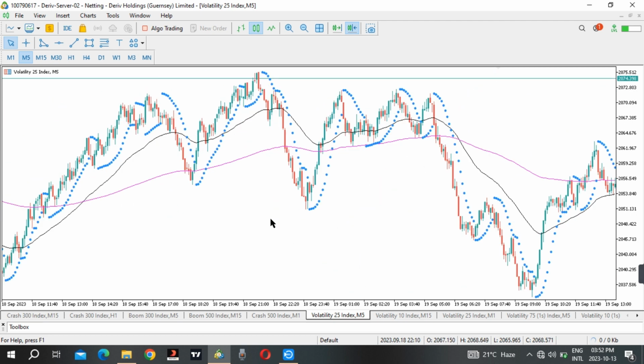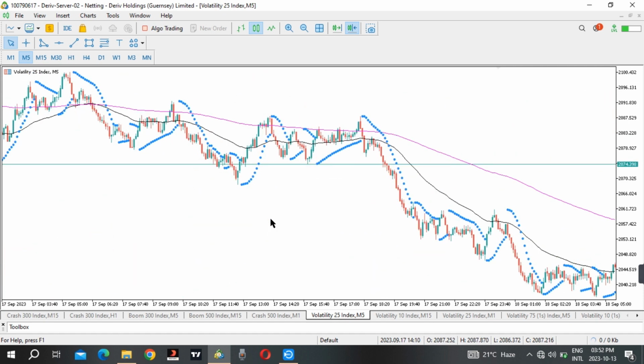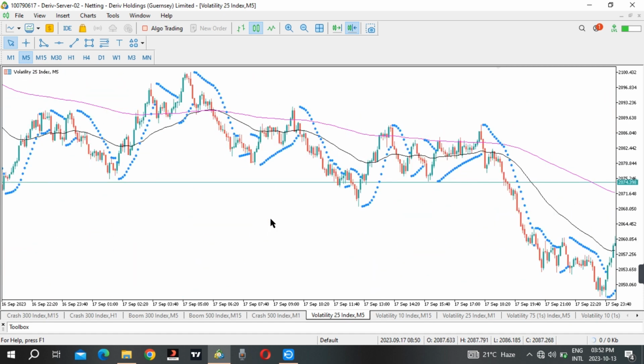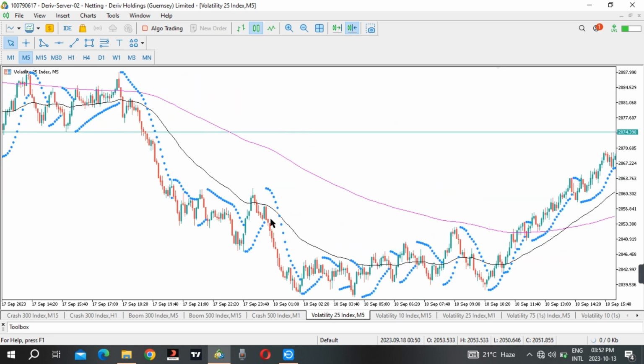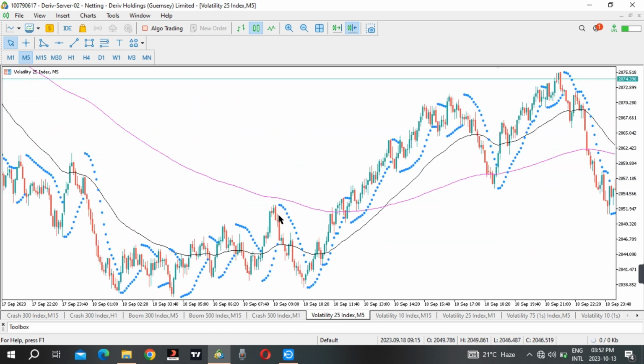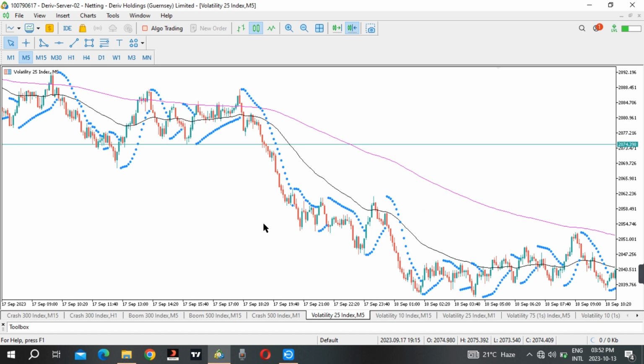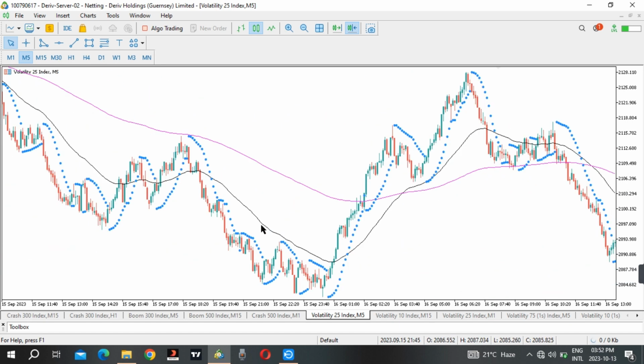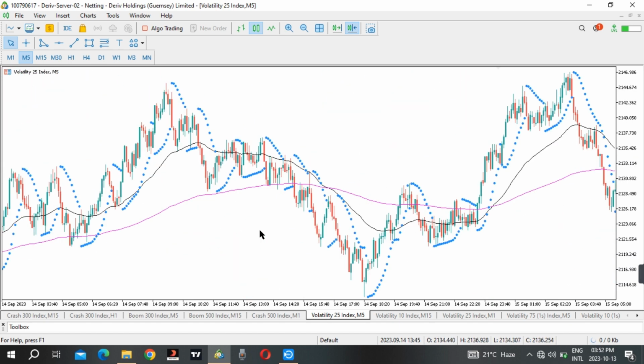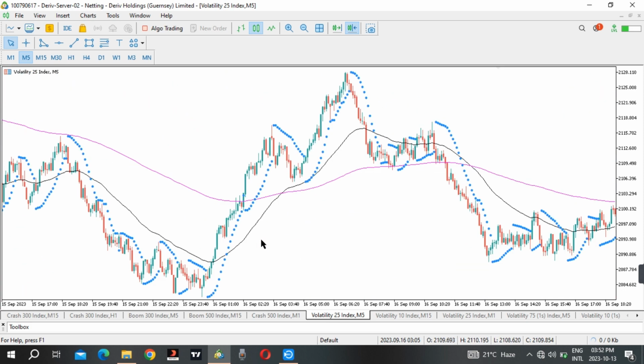So how do we use this strategy? We're going to be entering on the 5 minute time frame. You can also use the 1 minute time frame, but I encourage you to use the 5 minute time frame. It's a little bit smarter and a little bit more consistent. So what do we have to look for? We can check our trend from the higher time frame, but since we are just scalping, we can just use that single time frame alone to get our entries.